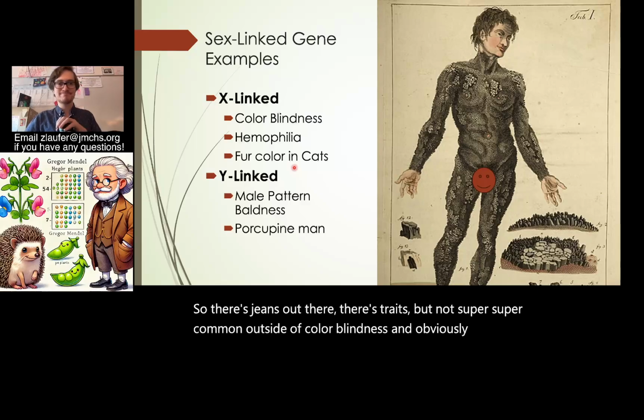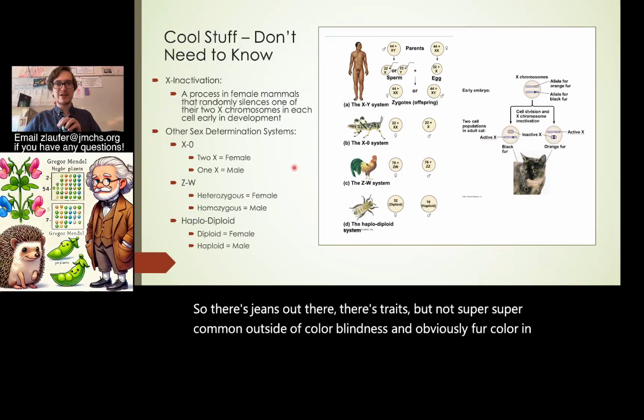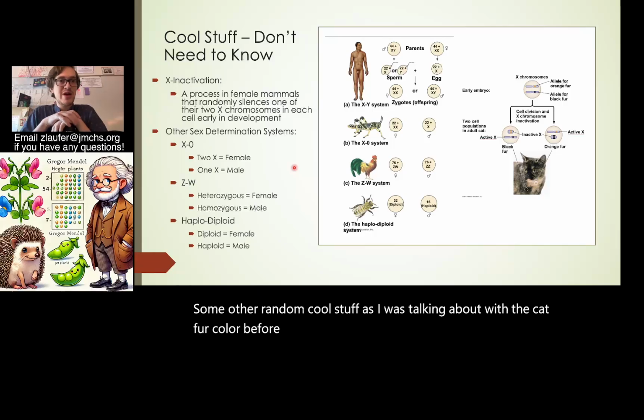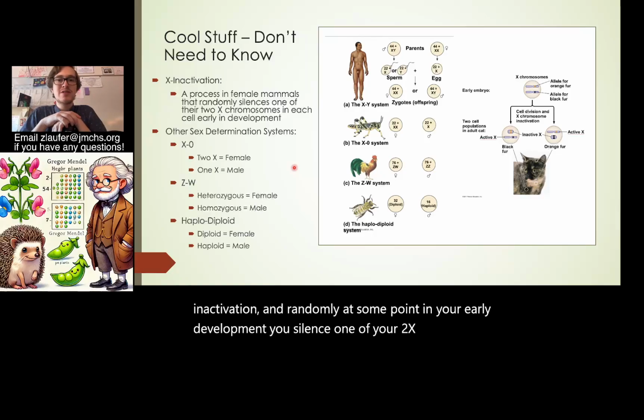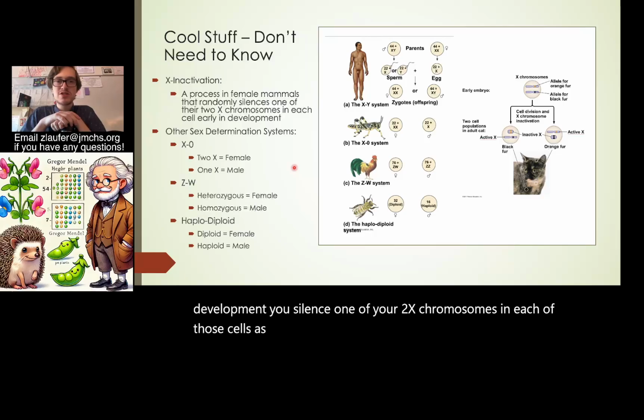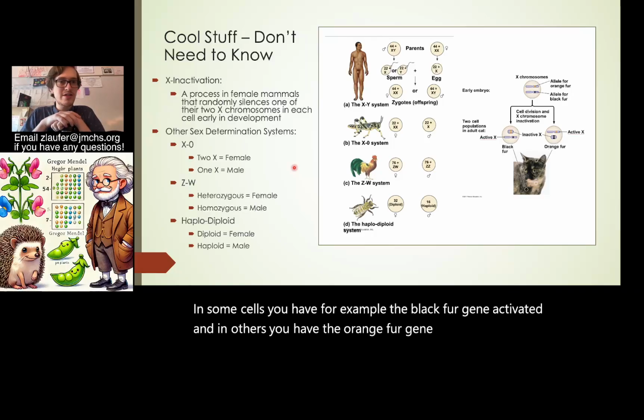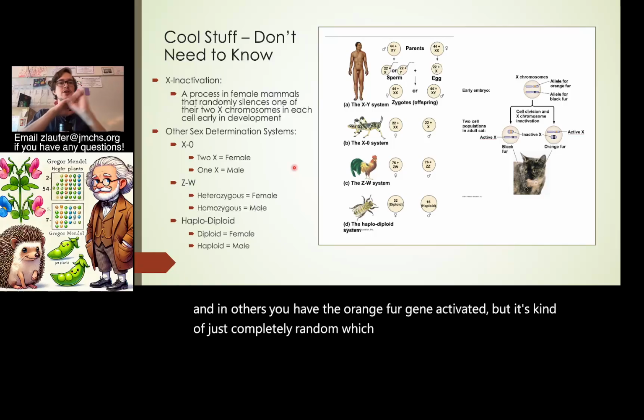Some other random cool stuff, as I was talking about with the cat fur color before, there's a process in female mammals called X inactivation, and randomly at some point in your early development, you silence one of your two X chromosomes in each of those cells. As they divide, it basically results in this patchy system where in some cells you have, for example, the black fur gene activated, and in others you have the orange fur gene activated. But it's kind of just completely random which one will be active where.